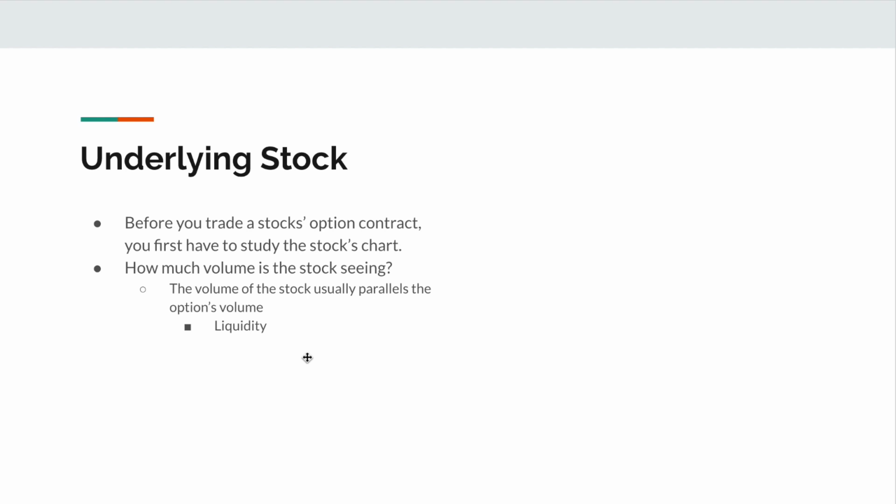Are the volumes of the stock parallel with the options volume, or is there more volume in the put options while the stock is going up? You have to determine all those things because they help you see if that option contract is good to go into or not. So it all starts with the actual stock. You don't look at the options first. You look at the stock, you look at all the different headlines surrounding the stock, you look at the graph, you look at its candlesticks, and see if it makes sense to go into that stock.